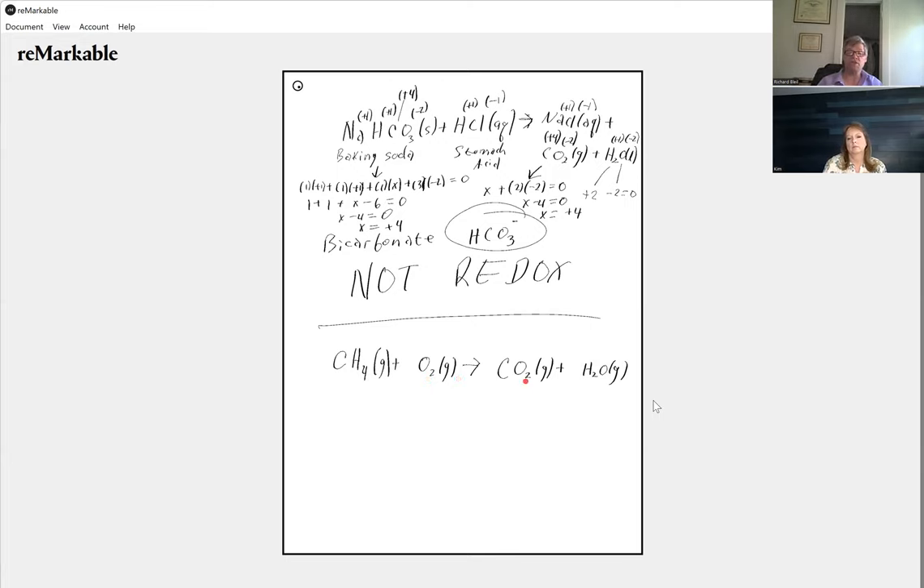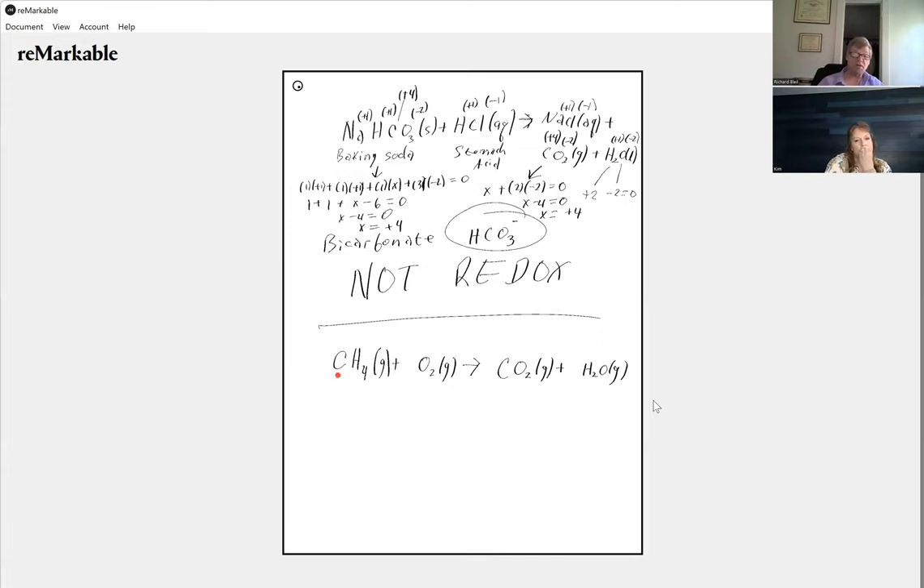But oxygen is also present in not one, but two products. So, if oxygen was off balance, which one do I balance? The carbon dioxide or the water? I don't know. Since I don't know, I'm going to leave that and let it self-balance. I'm going to balance everything else.